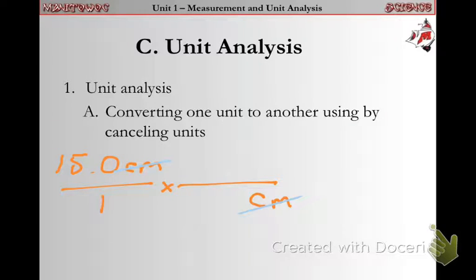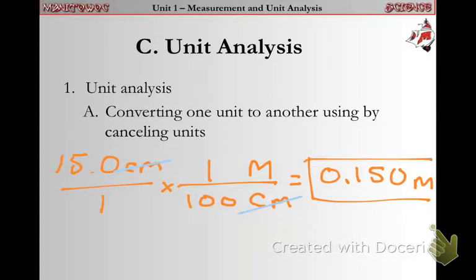The unit that we want from the problem is meters. And now I've got to ask myself something about this particular conversion unit. Do I want to say how many meters are in a centimeter? Probably not. I probably want to say how many centimeters are in a meter. And there's 100. So now I can get out my calculator or do this in my head, and I should come up with 0.150 meters after all is said and done. That's the unit analysis method.